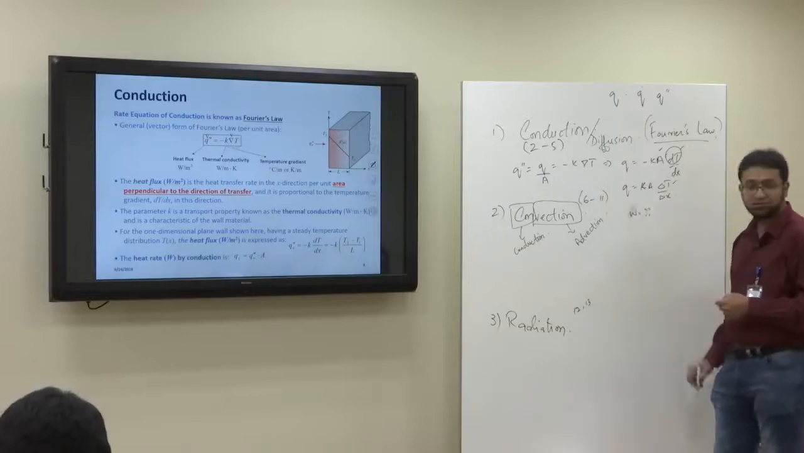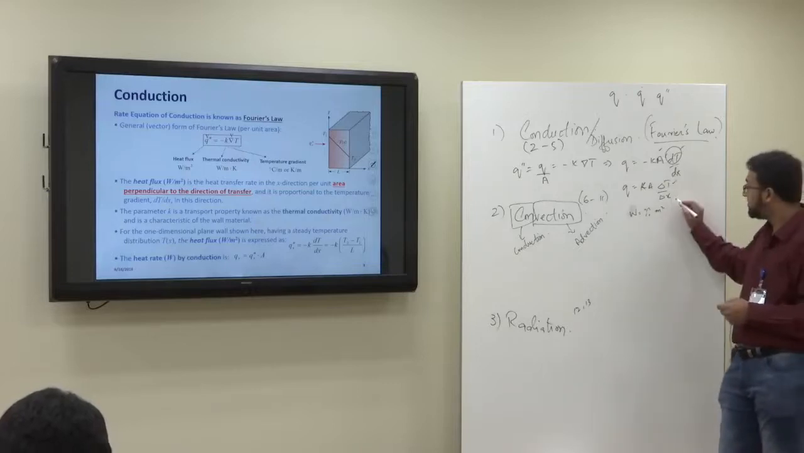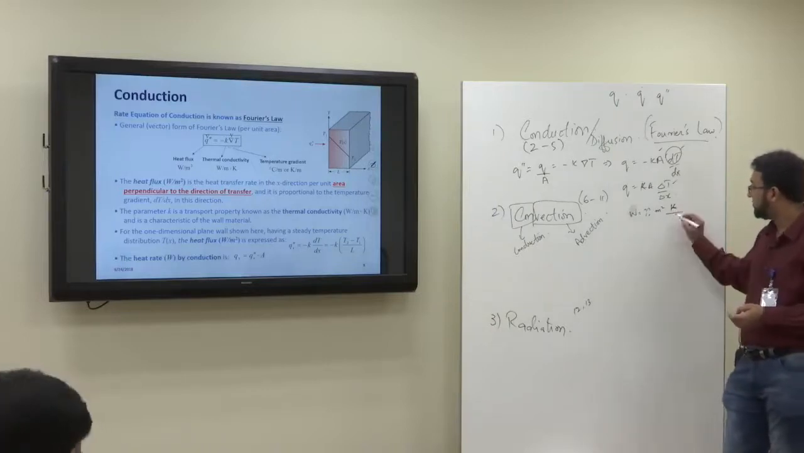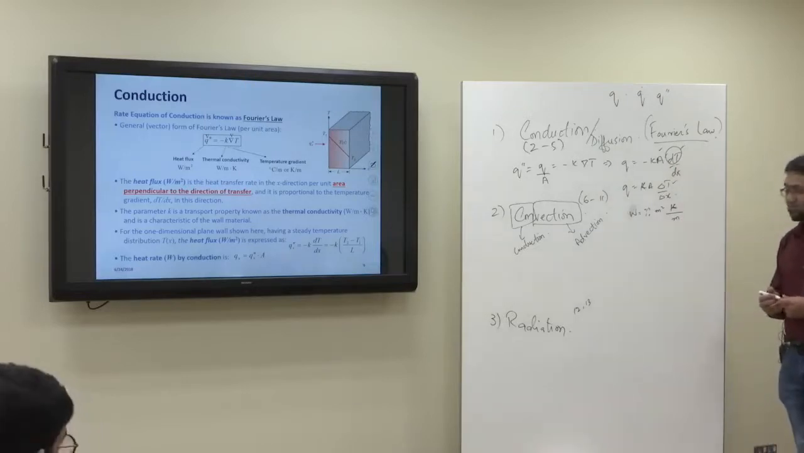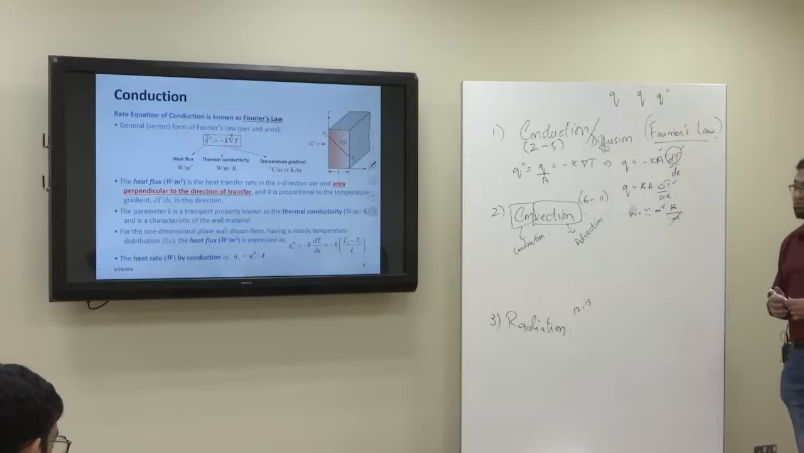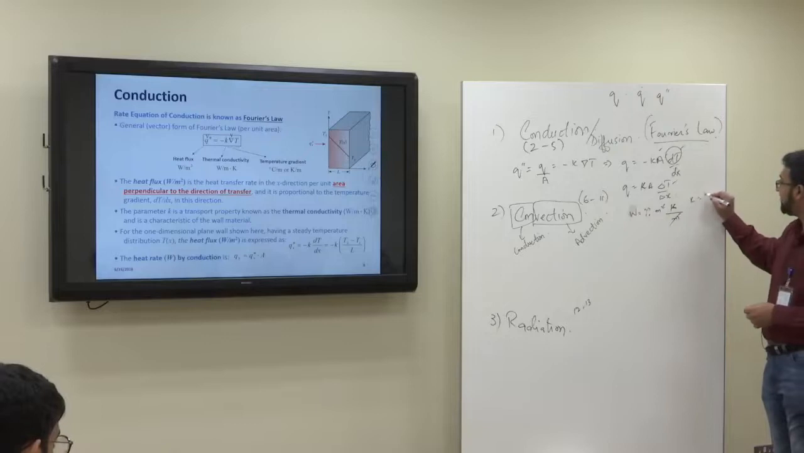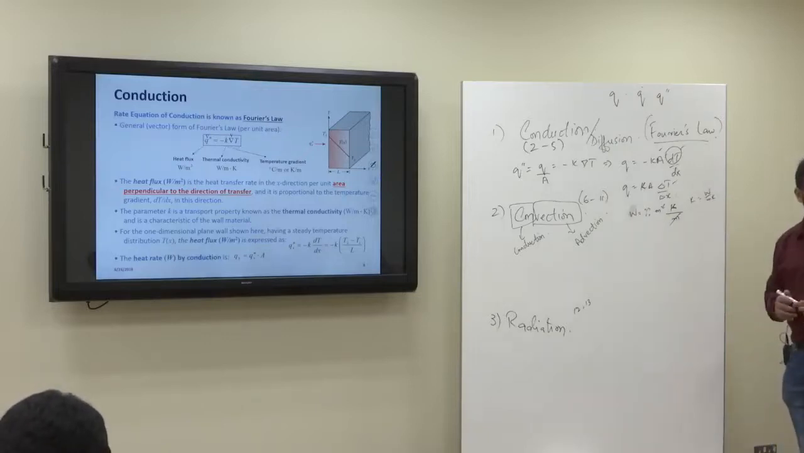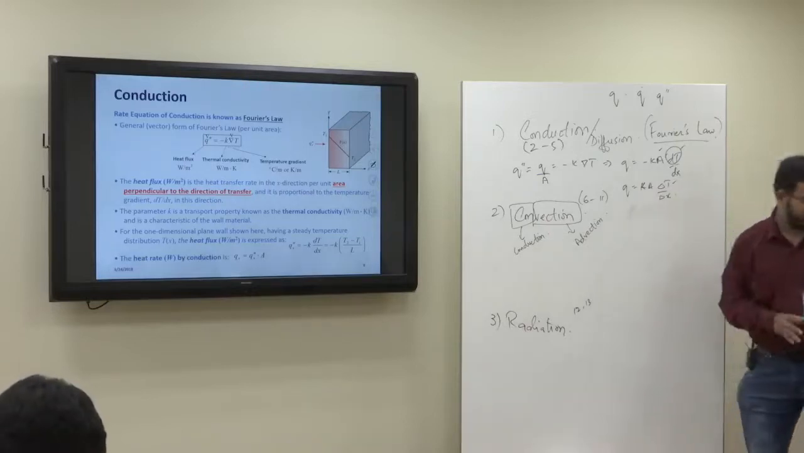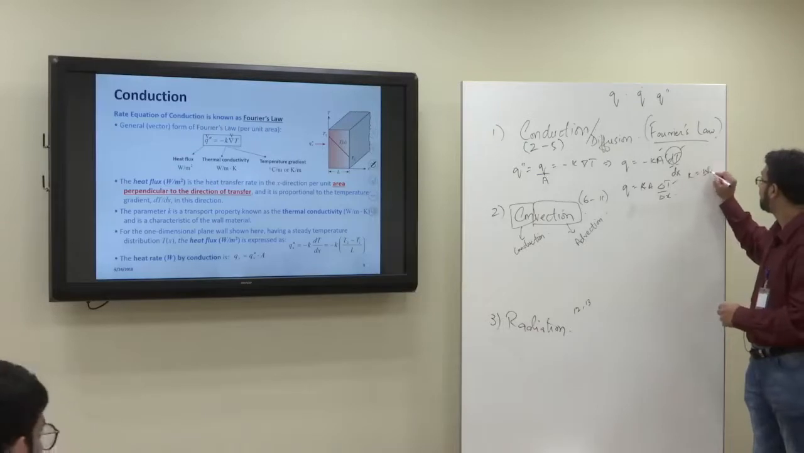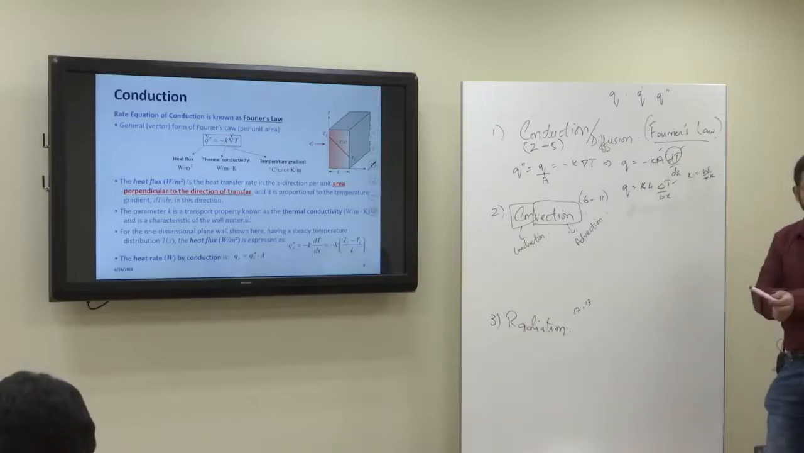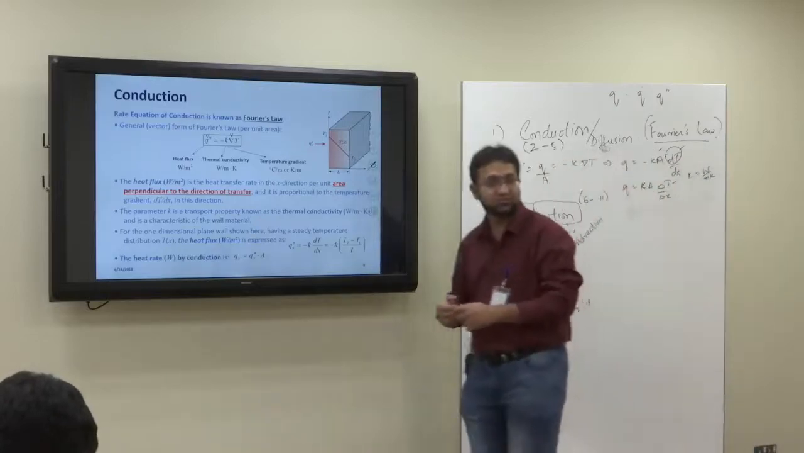K unit we don't know. A is meter square. dT will be temperature, Celsius or Kelvin, over meter, right? So what will be the unit for K? This meter will cancel with this. So it's watt per meter Kelvin, right? So unit of K will be watt per meter Kelvin. Is it clear? Watt per meter Kelvin. Is it clear or not? Is there anything which you do not understand? Please ask.